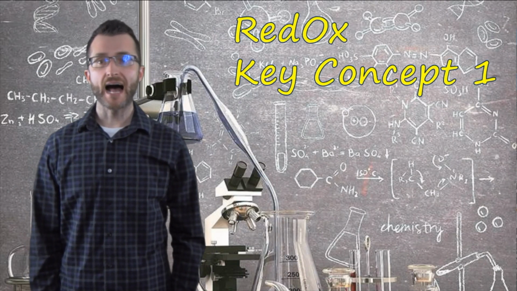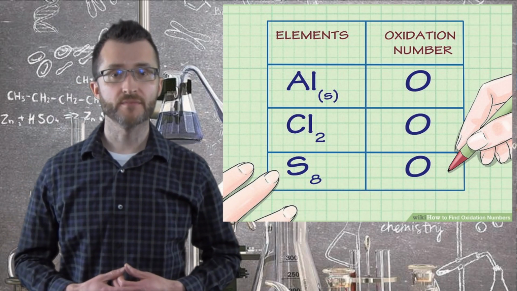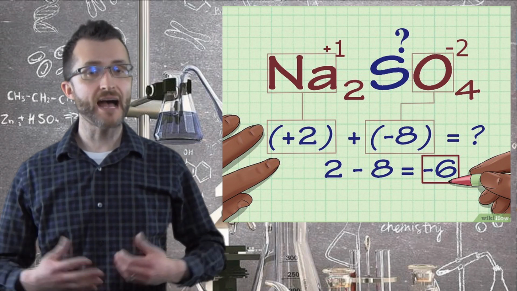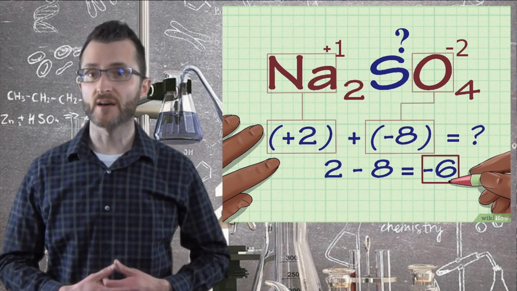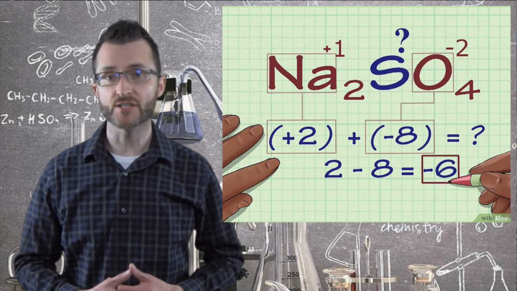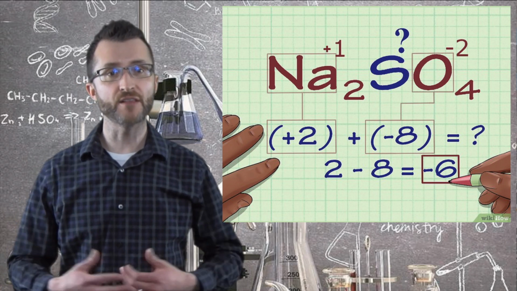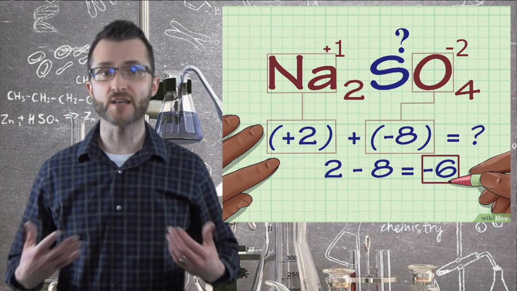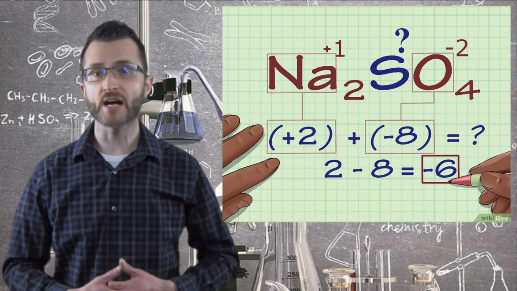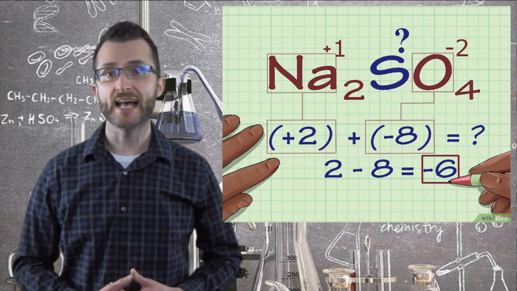RedOx Key Concept 1. Oxidation numbers can be assigned to atoms. The oxidation number of an element is always 0. The oxidation number of an ion is whatever the charge listed for the ion is. When we look at compounds, however, we have to make sure that all of the oxidation numbers add up to 0. If we look at our example, Na is +1 when we look up its oxidation number on the periodic table. Oxygen's oxidation number on the periodic table is -2. We then multiply these oxidation numbers by the subscript. So 2 times +1 is +2, and 4 times -2 is -8. We get a total charge of -6. Now to get the oxidation numbers to add up to 0, that must mean that sulfur has an oxidation number of +6.